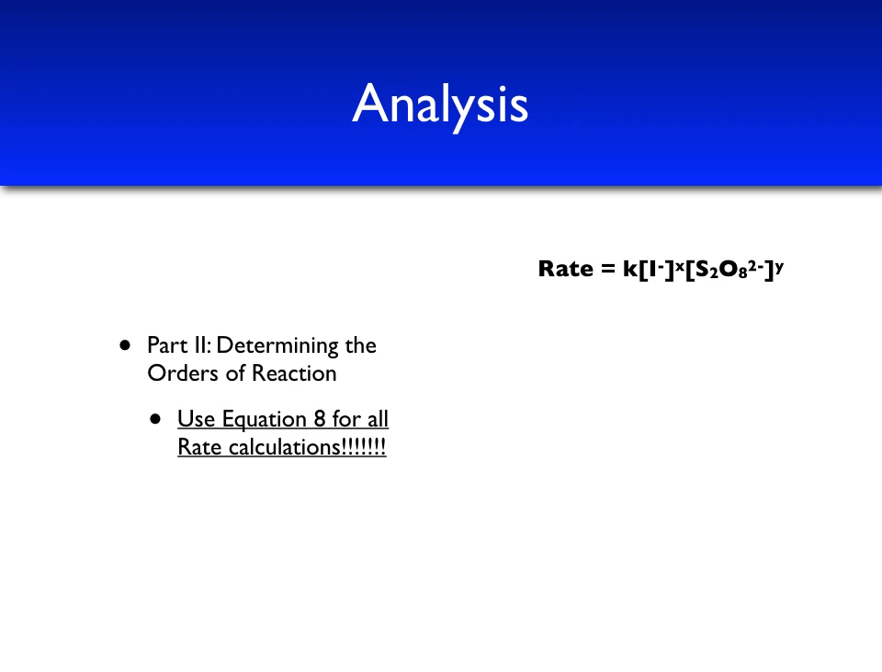Once you calculate those rates, you'll take the natural log of the rate and plot it against the natural log of the concentration of the reagent of interest. Your data should fit a linear regression, and the slope of that line will end up equaling x, the order of reaction with regards to iodide for this particular example.